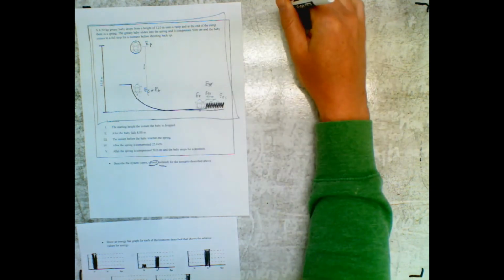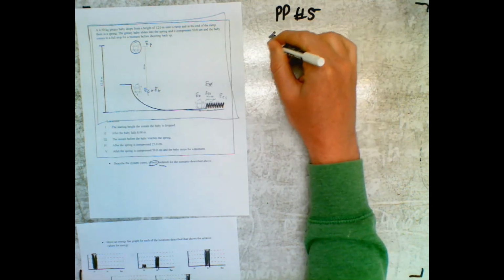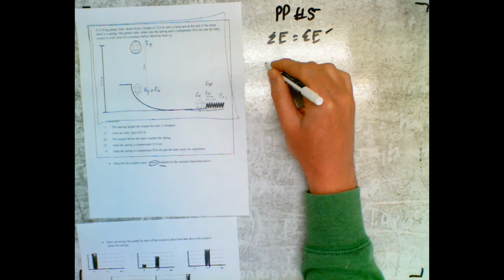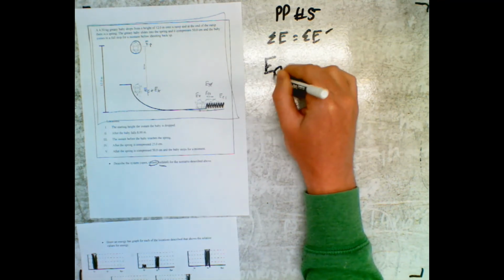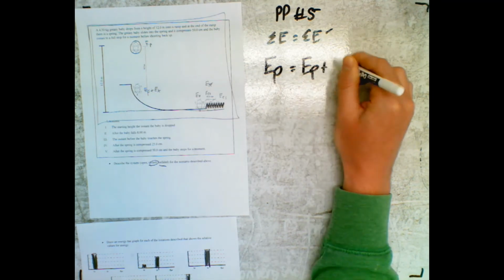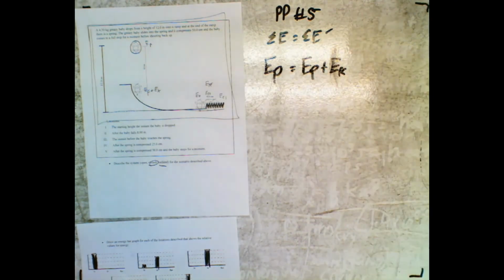So I'm going to use physics principle number 5, and I'm going to say all of my energy before equals all of my energy after. And before, I just have potential energy, and then after, I have potential, and I have kinetic energy. So remember that we can make these questions easier.